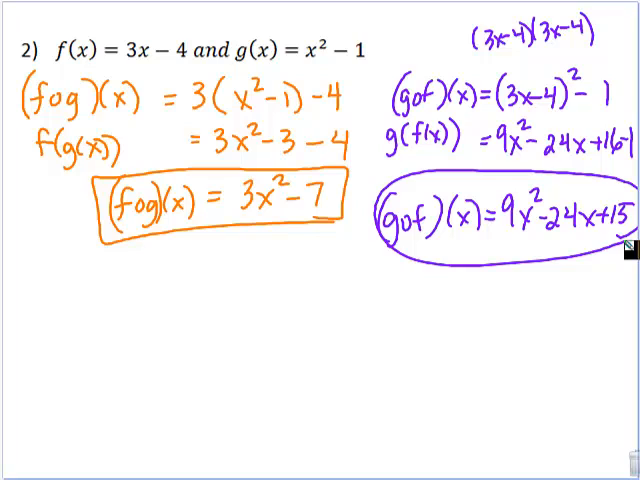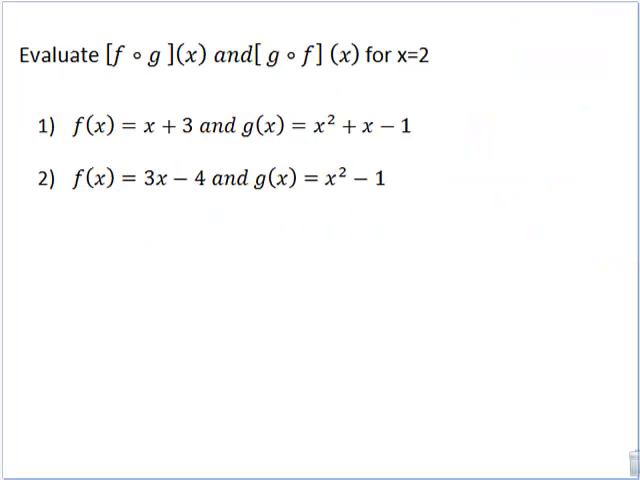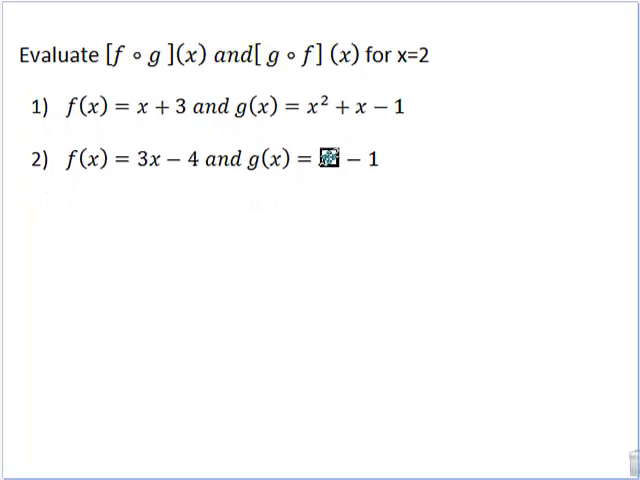And last but not least, we're going to do the f of g and the g of f with some numbers in there. So I want to evaluate what my f of g and g of f is for these two functions if my x is equal to 2.